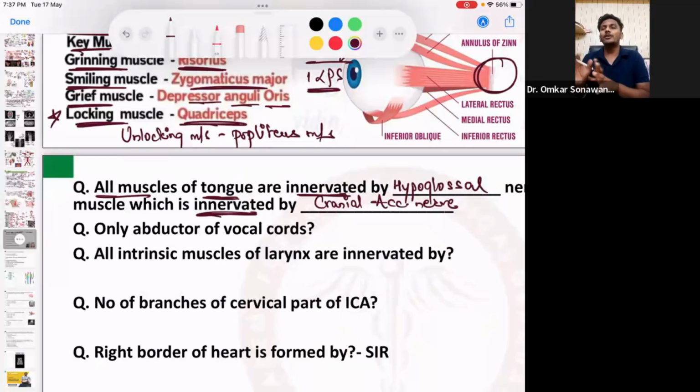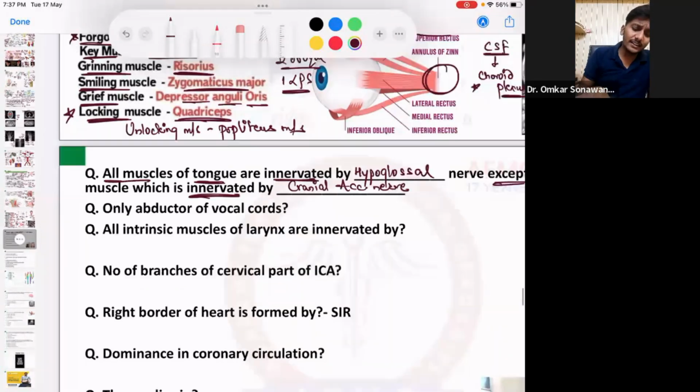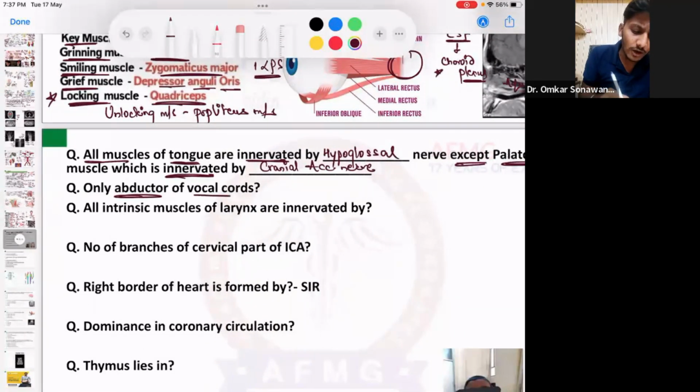All pharyngeal muscles are innervated by the cranial part of the accessory nerve, except for stylopharyngeus, which is innervated by the glossopharyngeal nerve. This next question had come. The only abductor of the vocal cord is posterior cricoarytenoid.